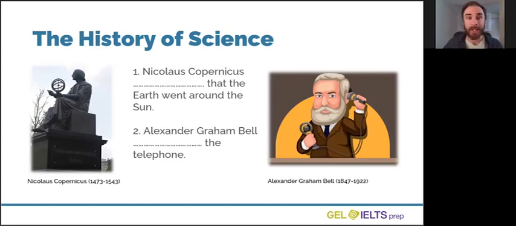The correct answer is discovered. We could also say realized, found out, proposed, claimed, or argued. But in this case, discovered is best because this information was true before Copernicus and it was true after Copernicus. He just revealed, discovered this information.